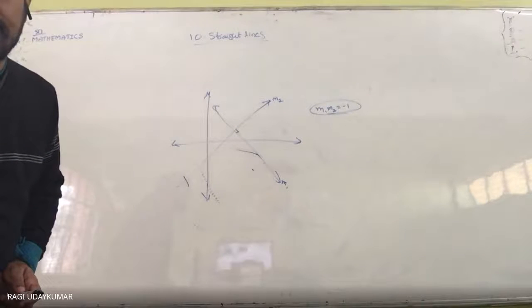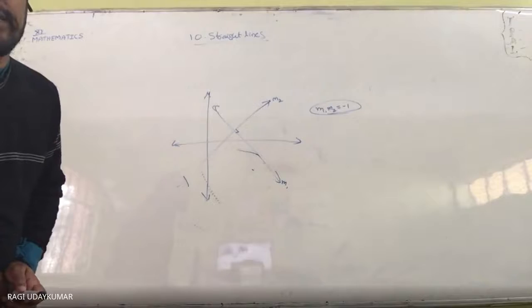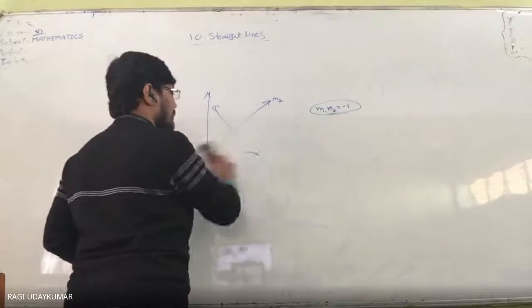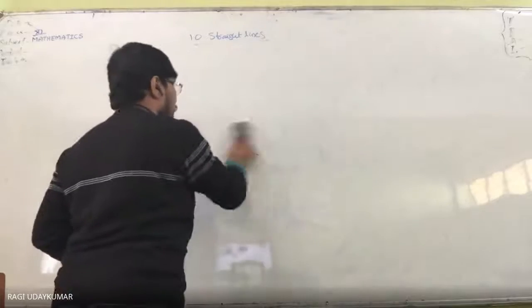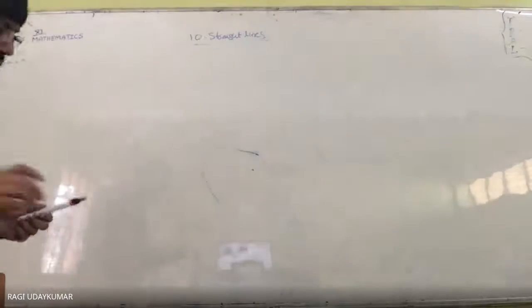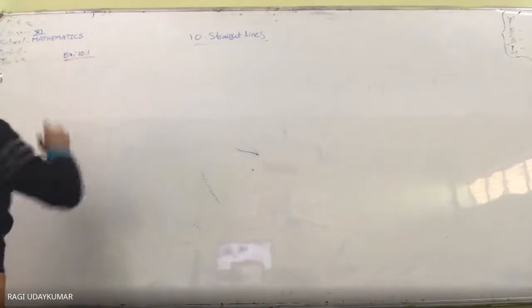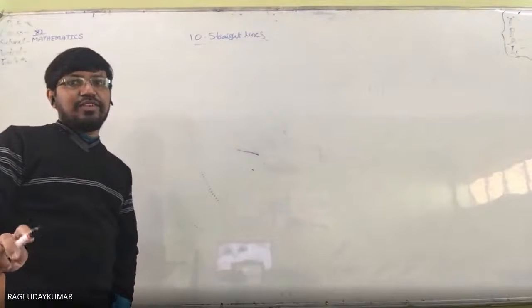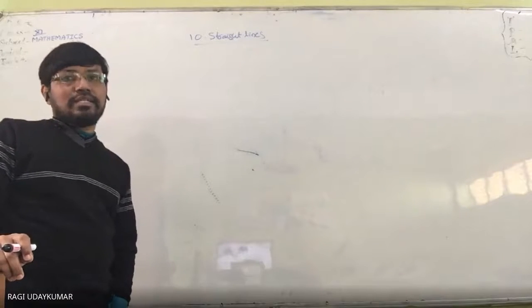Okay, so this is the introduction, and based on this, you are going to have exercise 10.1. Exercise 10.1 is very simple, only 14 questions are given to you. So let us see the questions one by one. Exercise 10.1: draw the quadrilateral in the Cartesian plane whose vertices are given and find its area. So it is asking you to find the quadrilateral's area.